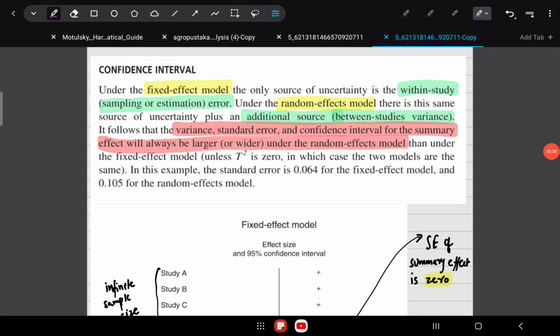Now, we have talked about two differences. First is how you compute the weights. This changes. The relative importance of large and small studies changes as we go from fixed to random effect modeling. The weights become more balanced, right?